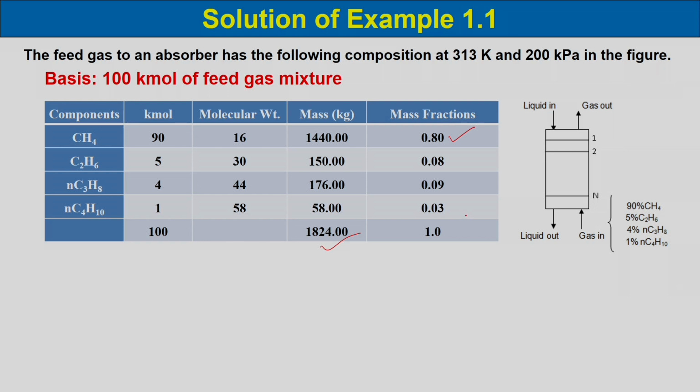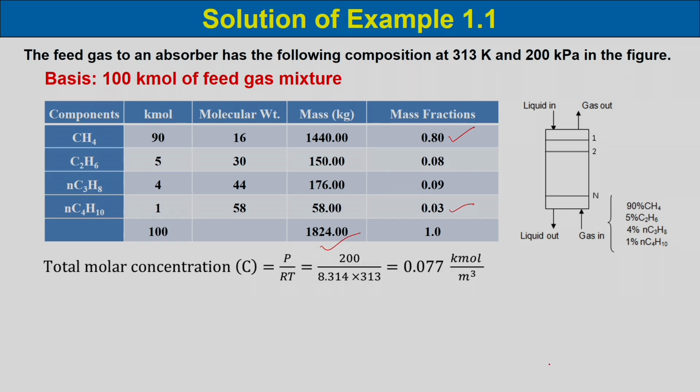So, for methane it is 0.8, for ethane it is 0.08, for propane it is 0.09, for butane it is 0.03. So, the total mass fraction is 1.